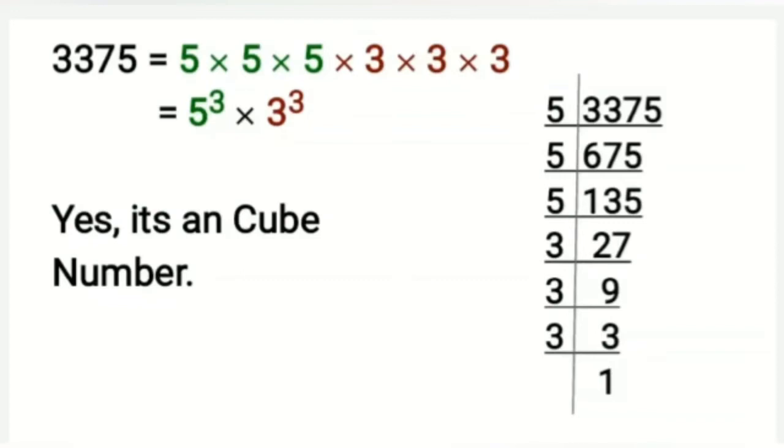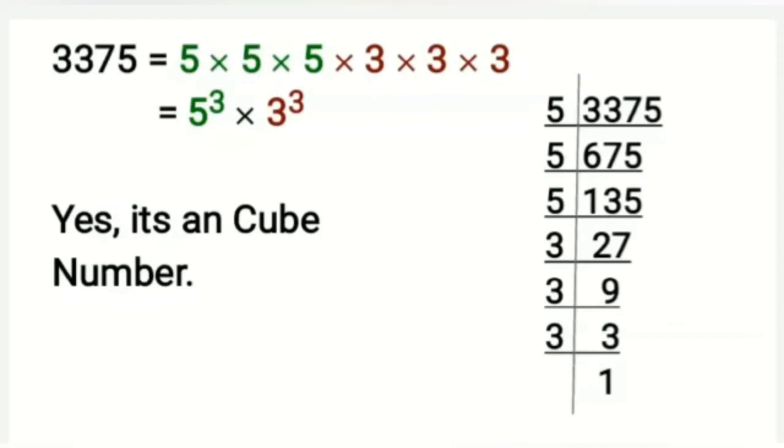3375. What I will do first? Yes, prime factors. So 3375 is divisible by 5. How many times? 675 times. Again 675 is divisible by 5. How many times? 135 times. 135 is again divisible by 5. 27 times. Now 27 is divisible by 3. How many times? 9 times. 9 again divisible by 3. 3 times. And 3 again divisible by 3. 1 time. So I got the prime factors.